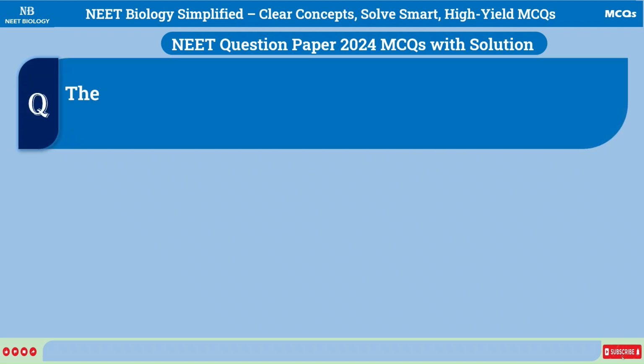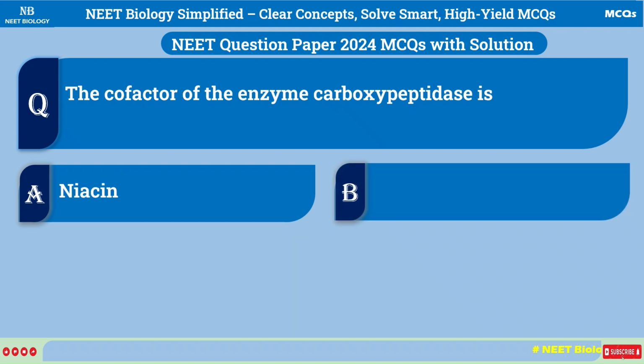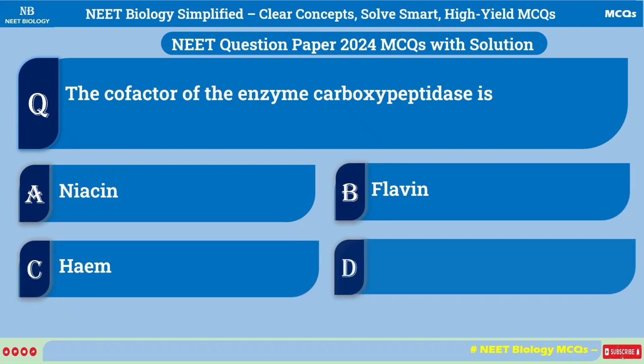The cofactor of the enzyme carboxypeptidase is: A. Niacin. B. Flavin. C. Heme. D. Zinc.